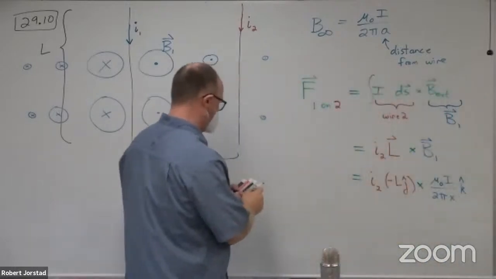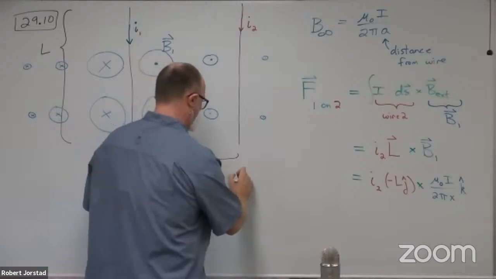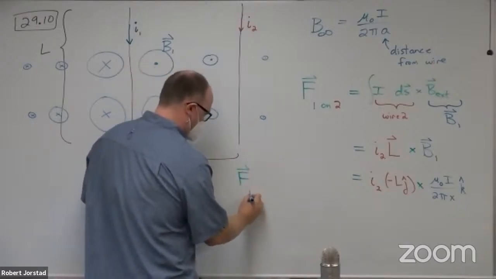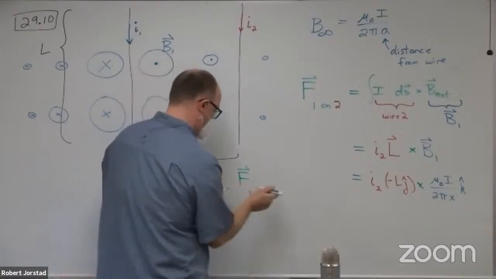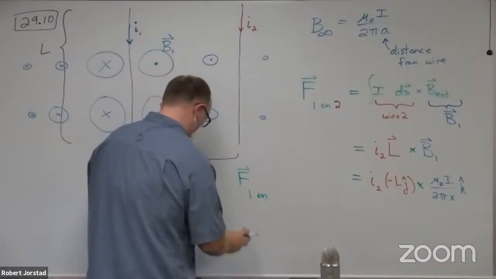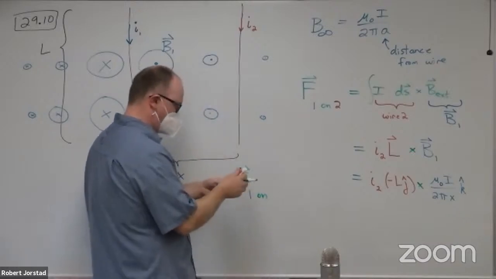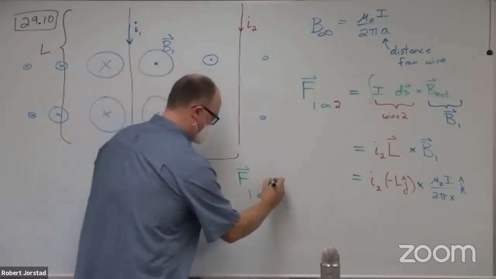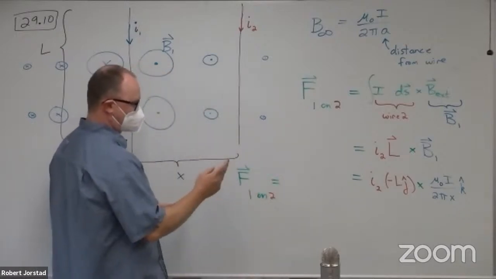All right. After all that, what do you get for the force that wire 1 exerts onto wire 2? Let's go. We're going rogue. The caps are off. Okay. What do you get out of all that junk?